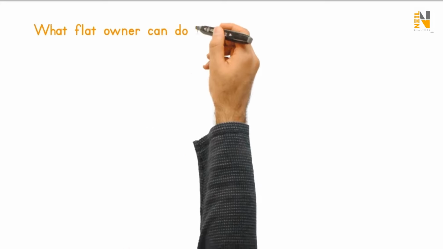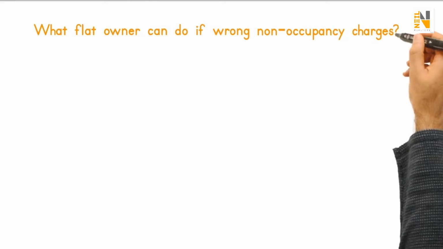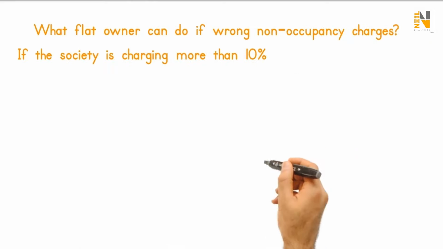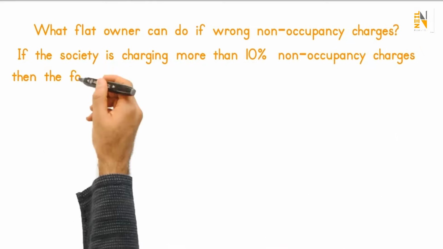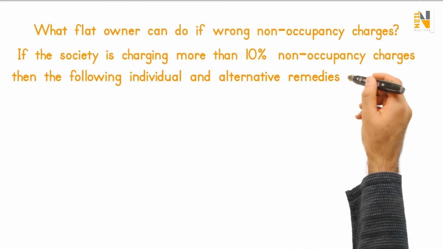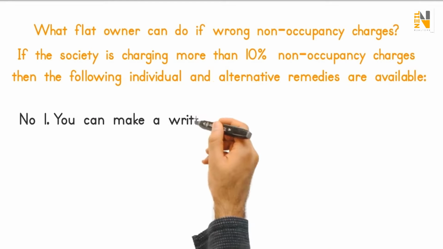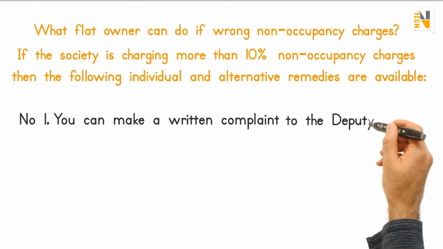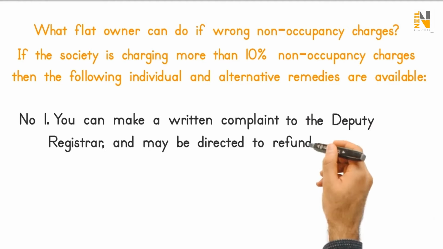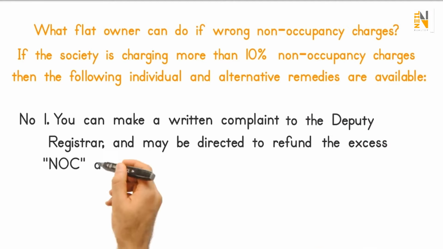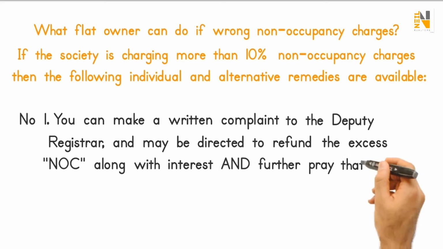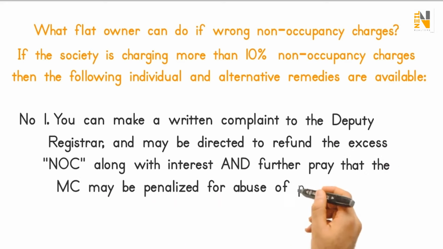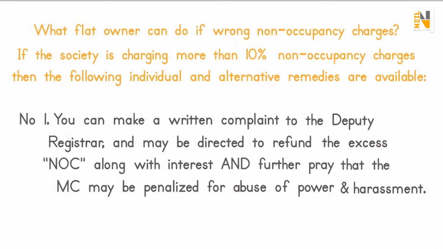What can a flat owner do if wrong non-occupancy charges are levied? If the society is charging more than 10% non-occupancy charges, then the following individual and alternative remedies are available. Number 1. You can make a written complaint to the Deputy Registrar, and the society may be directed to refund the excess NOC along with interest, and further pray that the MC may be penalized for abuse of power and harassment.